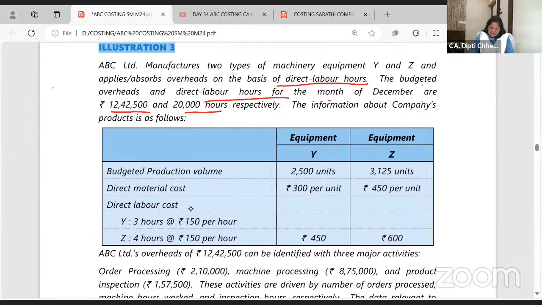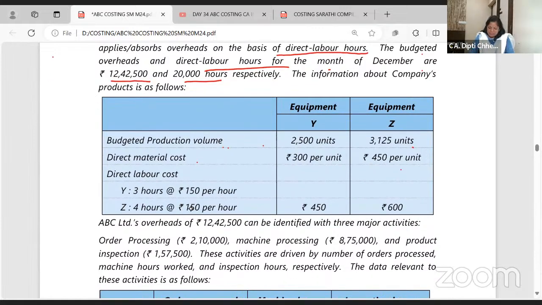Okay. And the volume is given to you, number of units. Material cost and labor cost is given. It's a full-fledged problem. Material and labor are also there, not only overhead. Yeah. Third, second, and first. These are three very important. We are doing it right now.